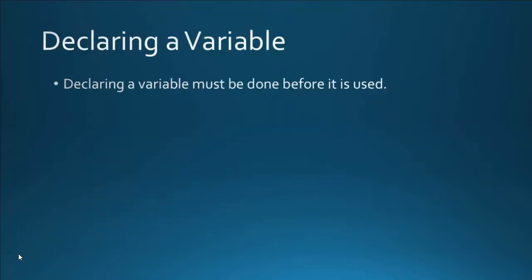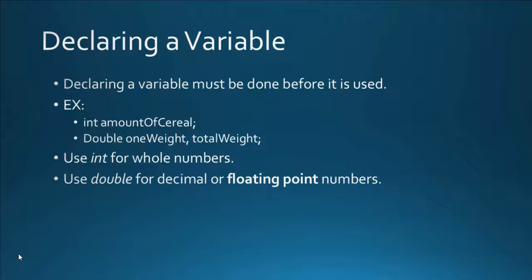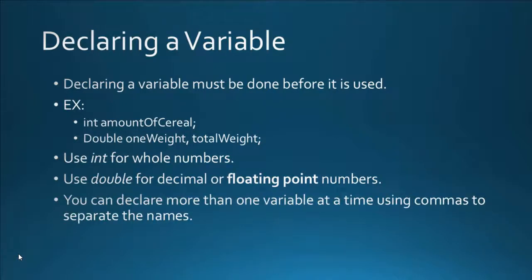Declaring a variable. Now, declaring a variable must be done before it's used. So I can't just say x, because the program's going to look at me and say, well, what is x? So here's two quick examples. Int amount of cereal, double one weight, comma, total weight. We're going to use int for whole numbers, and we're going to use double for decimal or floating point numbers. Now there are other things that we can get into, but just for starting off here, int and double are two friends. You can declare more than one variable at a time using commas to separate the names.